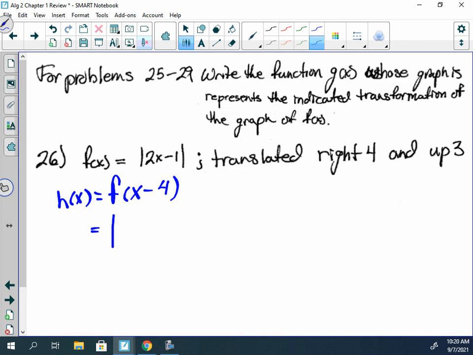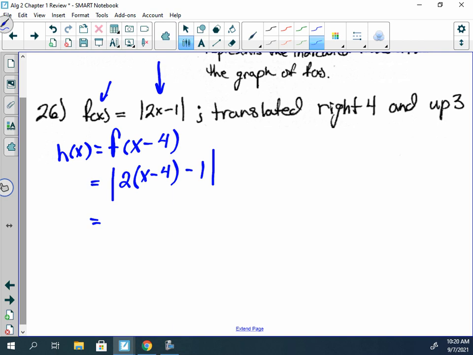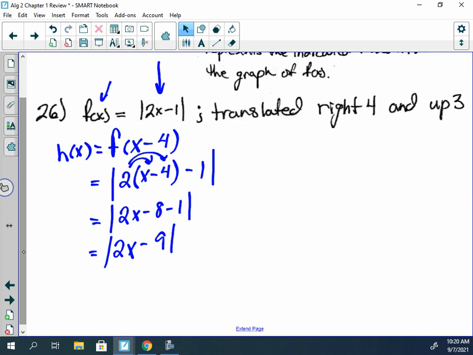So that means in the function f of x, I need to replace every x with x minus 4, because that's what it did. It's not f of x anymore, it's f of x minus 4. So what we'll have is 2 times x minus 4 minus 1. Well, we do have something in front of the parentheses, so we will have to distribute. 2 times x is 2x, 2 times negative 4 is negative 8, and negative 8 minus 1 is negative 9.